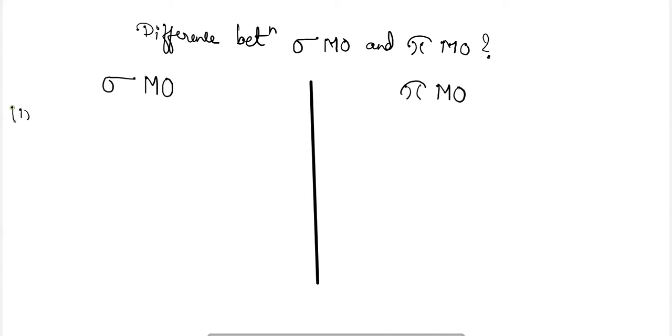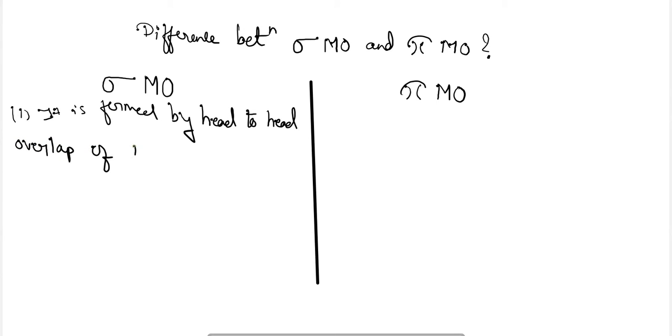So first, the sigma molecular orbital is formed by head-on, or in other words we can say head-to-head overlapping of atomic orbitals, that is along the internuclear axis.